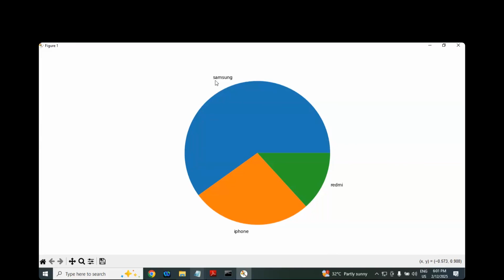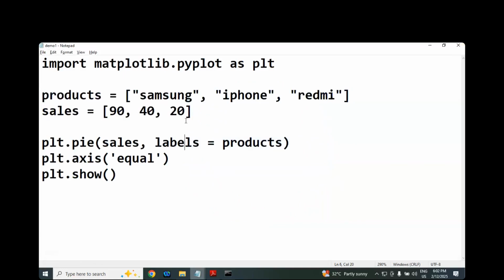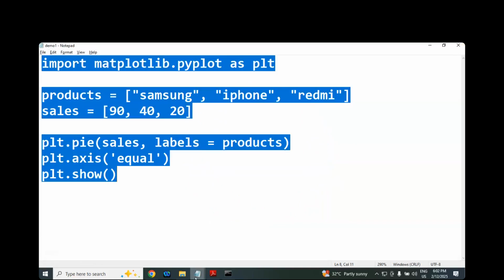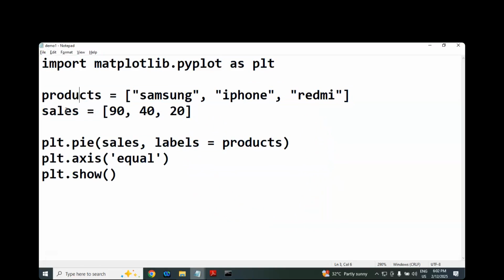This one is Samsung, more creative. The next one is the iPhone. The next one is Redmi actually. Good. By default, it will apply colors. But Daniel, I wanted to customize the colors. Is it possible? Possible. That's the next example. Now, if you want, you can take more. You will get an idea. This length and this length should be matched.